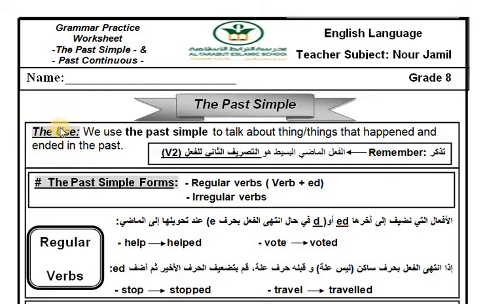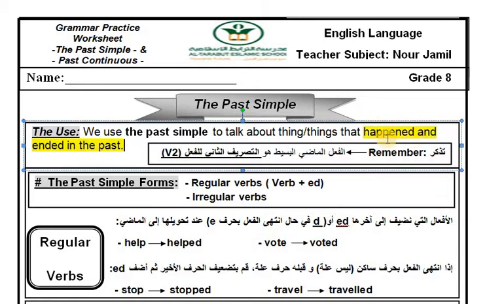What is the use of the past simple tense? Or when do we use the past simple? متى بنستخدم the past simple الماضي البسيط؟ Look here. We use the past simple to talk about things that happened and ended in the past. Please look here. Happened and ended in the past.